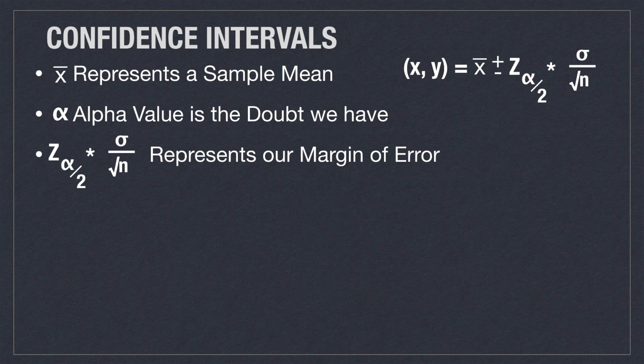Now, when calculating our interval, what we do is we take our sample mean and find the values of x and y by adding and subtracting the margin of error. Alpha is going to represent the doubt that we have. So if we have a confidence of 90%, then in that situation, the alpha would be 10%. N is going to represent our sample size. And we are going to use, once again, a z-table to find our interval.